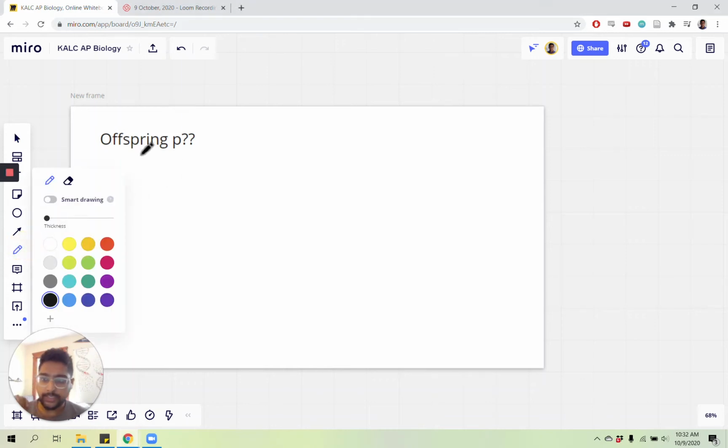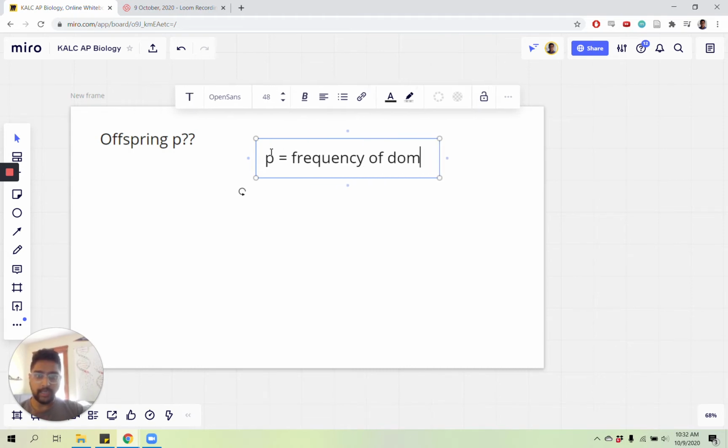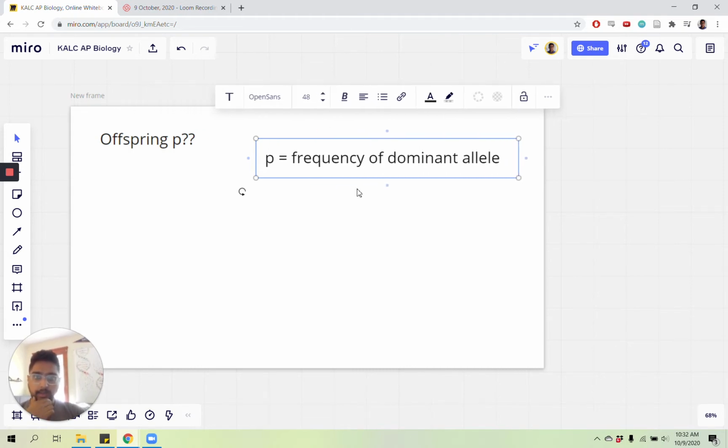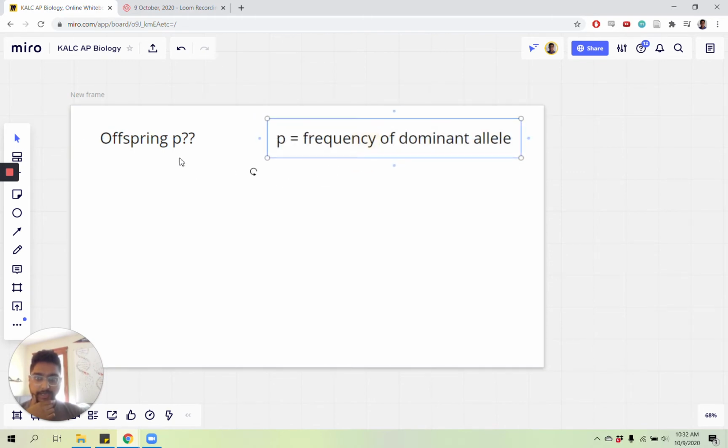All right, so we're going to talk a little bit about how to find offspring P for the lab. A lot of people are having trouble with that one. So offspring P. Well, what is offspring P? If we remember from generally what we are looking at, P is the frequency of the dominant allele. So this is just what P is. In the Hardy-Weinberg equation, P is the frequency of the dominant allele.